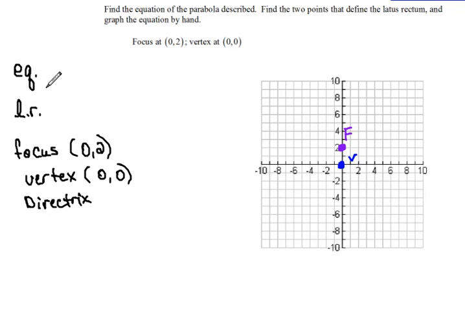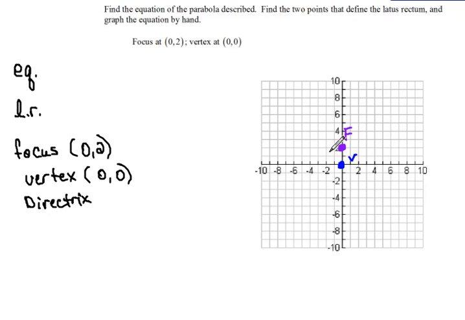I abbreviated. They gave us the focus and the vertex, and another extremely important part of the parabola is the directrix line. So I went ahead and put a place for that. Now, all we have to start with is what they've given us. They said the focus is here at (0, 2), and the vertex is here at (0, 0). So I went ahead and plotted those, and I put a little F here for focus and a little V here for vertex. That way I can keep track of where I'm at.